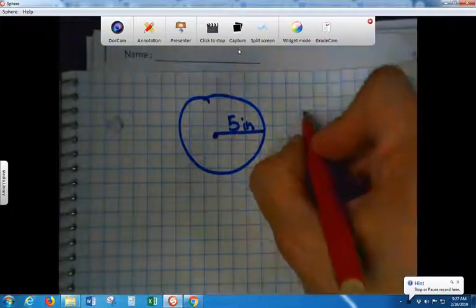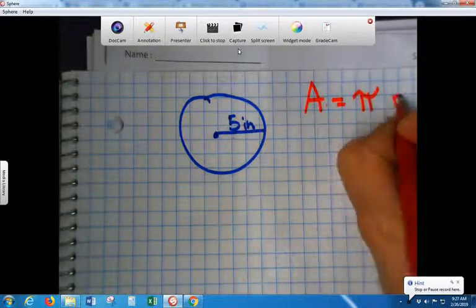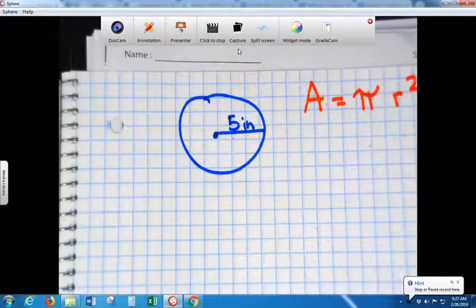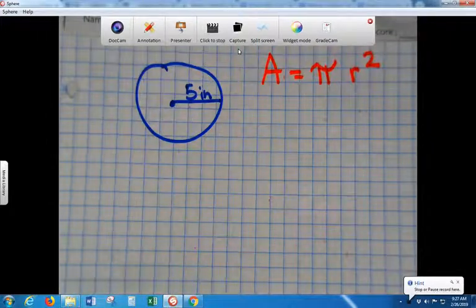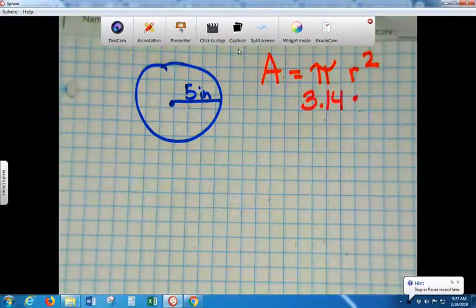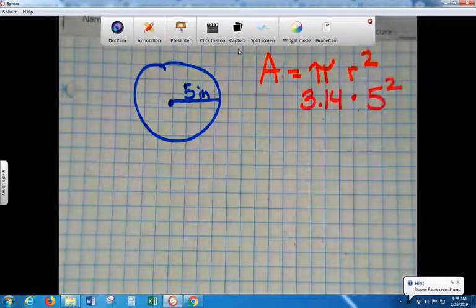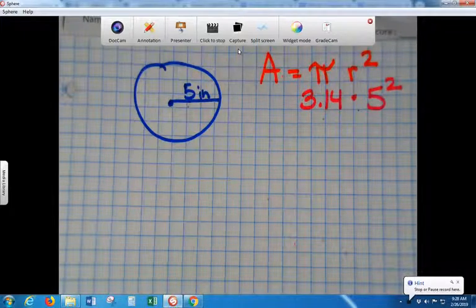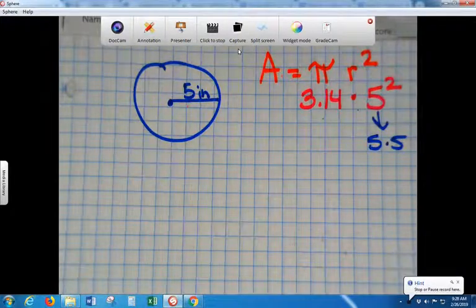Area, here's a new formula. Area is equal to pi, that's something else we learned yesterday, r squared. Pi r squared. So, what is pi? Multiplied by what's our radius? 5. And we're going to square it. Do you guys see this little 2 on top? That means squared. That means 5 times 5, not 5 times 2. We talked about that, right? So, what's 5 times 5?